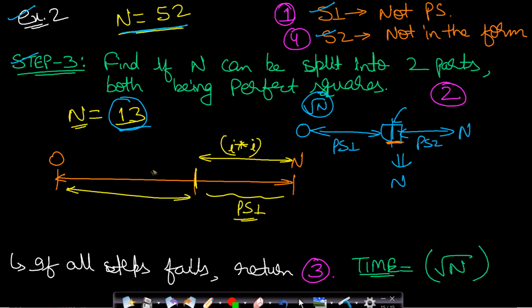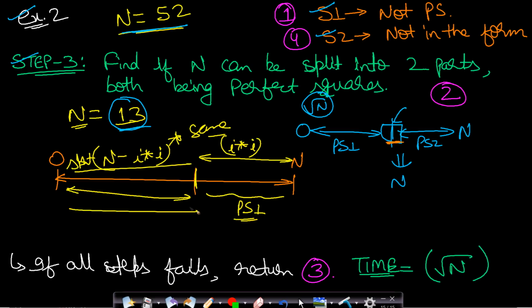So how will you do this? This value will be nothing but n minus I into I. So you will take the square root of this part and check whether the square root of n minus I into I, multiplied by the same value, is equal to this gap. Then it will be a perfect square, and if it is, we have found a valid breakpoint and we will simply return our answer as 2, because this n can be formed using the sum of two perfect squares.